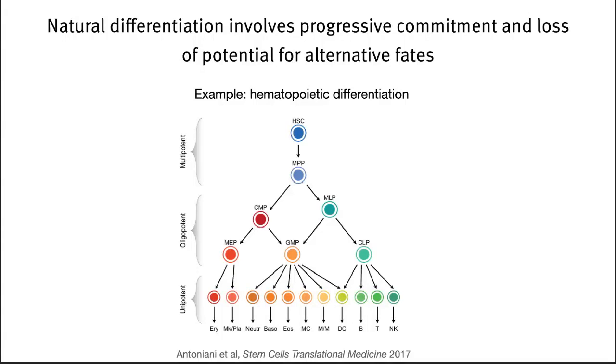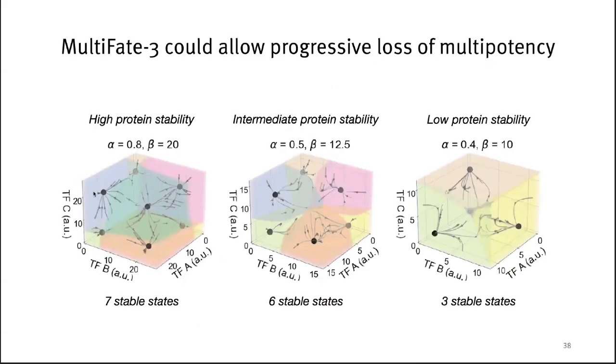Okay, so finally, the other thing that we see a lot in these natural systems, again following that theme of irreversibility, is this progressive commitment to different fates. With these 7 states, we can now see something like that going on in the synthetic system as well. If we take that same parameter, the protein stability, and progressively reduce it from highly stable proteins to intermediate to low, we first get rid of the ABC state, leaving the other states. And then if you go even lower, you get rid of the pairwise states, the AB, the BC, and the AC, leaving the A only, B only, and C only. That's a prediction from the model.